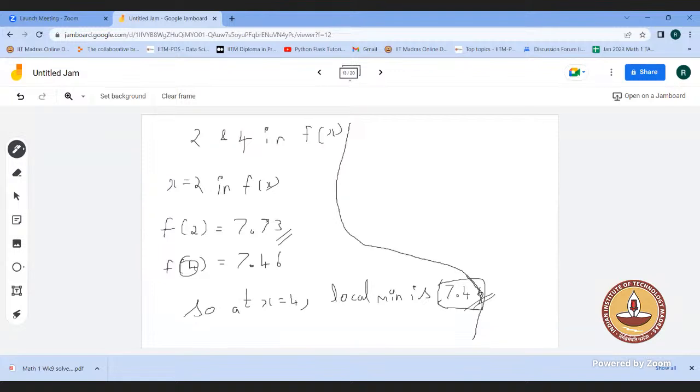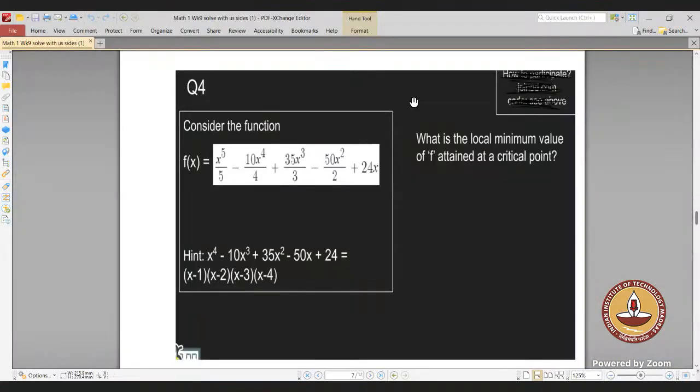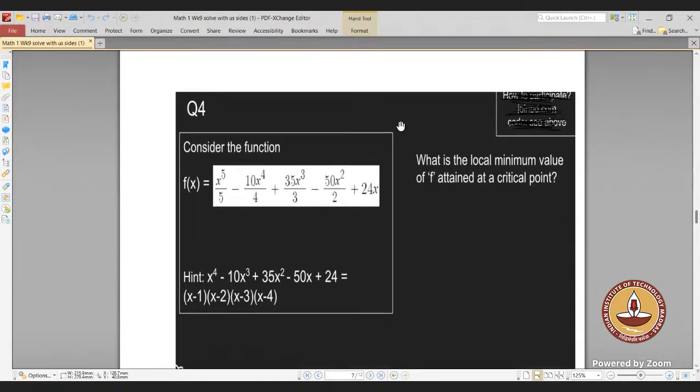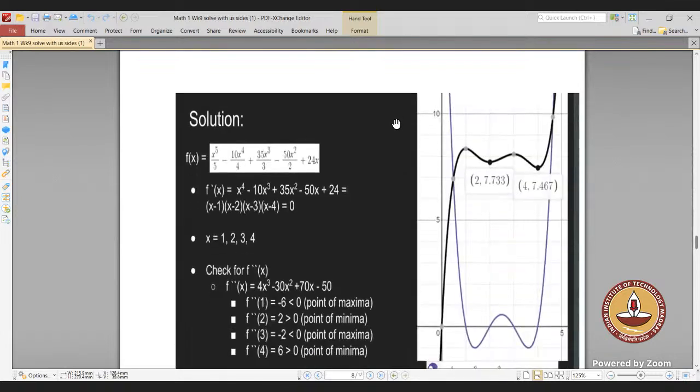So, sir, your doubt here, we have two local minima here, right? Yes. We got 2 points of minima. So out of these two, we have to find which is the least value. All right. We'll just see the solution also.